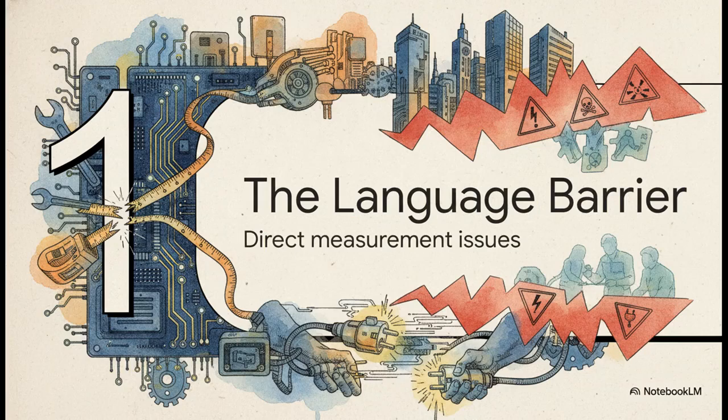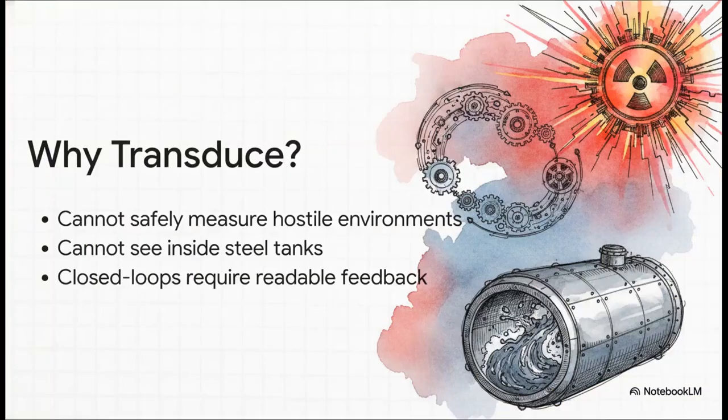Starting off with Section 1, the language barrier. So you might be thinking, if we want to measure something, why can't we just look at it? Well, in modern instrumentation, we are very often dealing with hostile, completely inaccessible environments. I mean, humans cannot safely just stick a thermometer into a nuclear reactor core to check the temp, right? Plus, you obviously can't visually measure the gas pressure or the liquid level hidden inside a solid steel tank. And here's the real kicker.